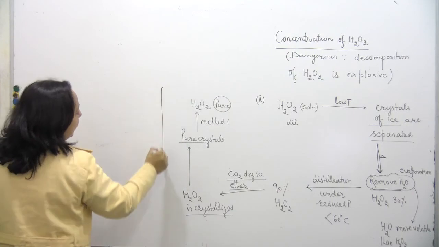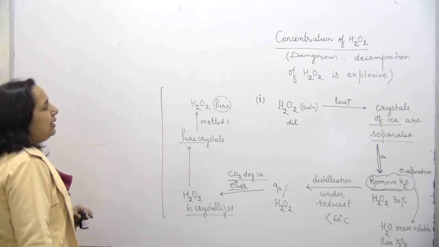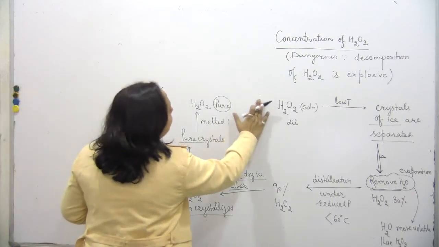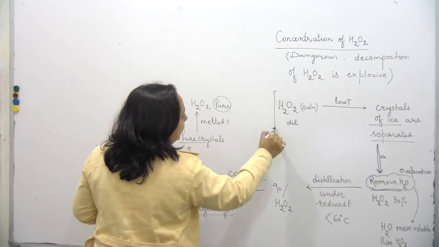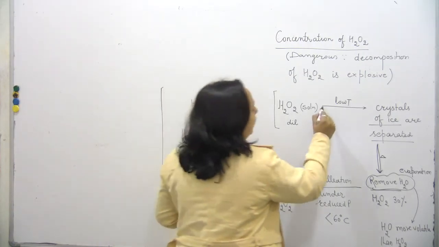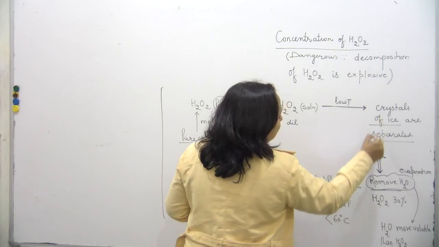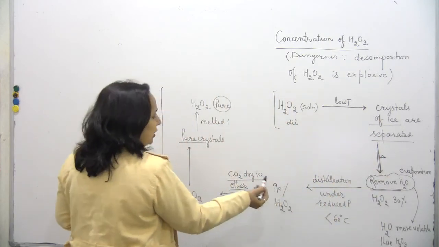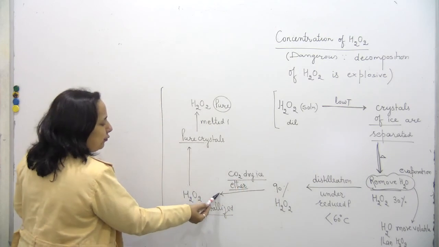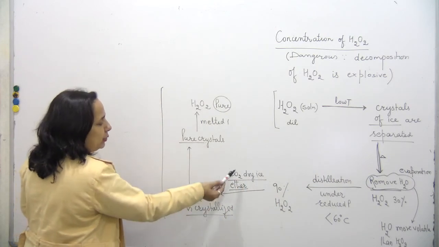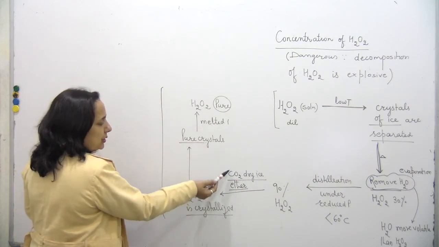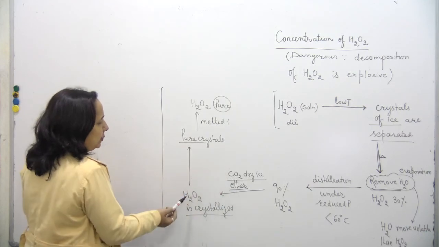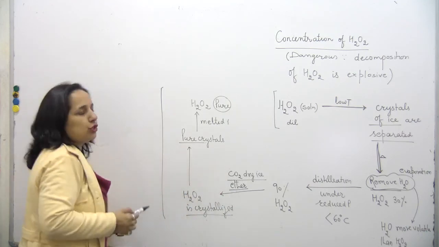So this is purification of hydrogen peroxide by the method called, first step, formation of ice, second step, evaporation of water, third step, distillation under reduced pressure, the fourth step is crystallization by using ice cold mixture, CO2, dry ice or ether is used for this purpose, and then we get pure H2O2.